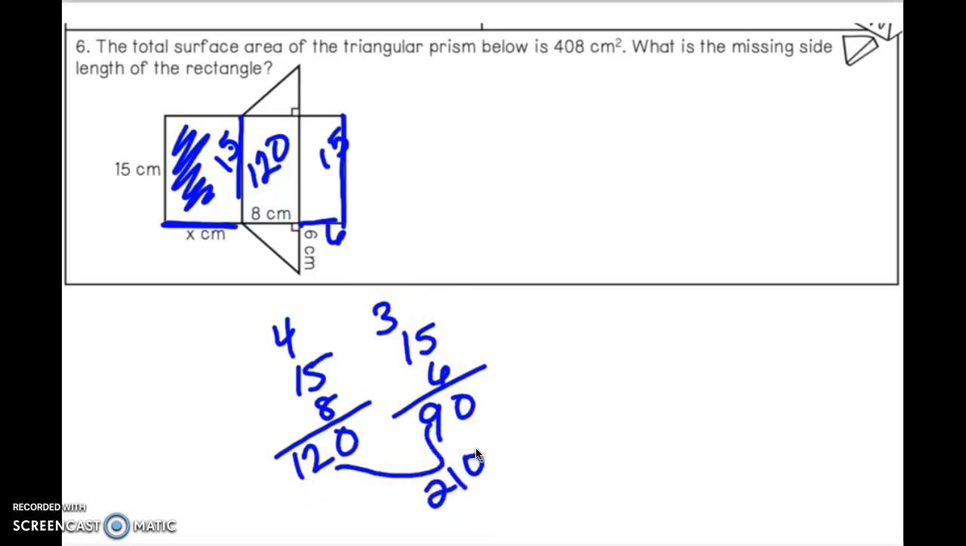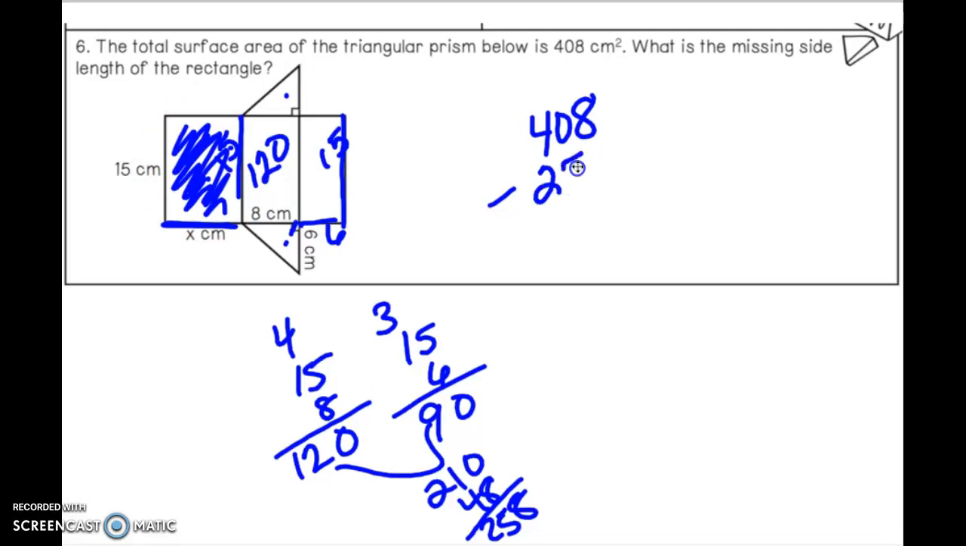So right now we have 210. We've got to add our bases. We have a 6 by 8, and remember we're going to times it by 2, divide it by 2, then times it by 2. So it's really, to get this and this, we do 8 by 6, which is 48. So we have right now 258. So now we have 408. We're going to minus everything we know to figure out what the area of just this one should be. So 258, so that's 150.